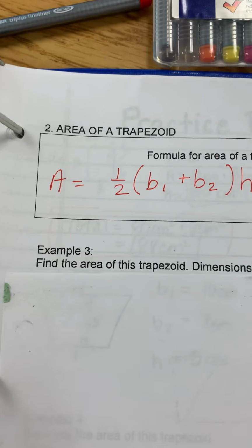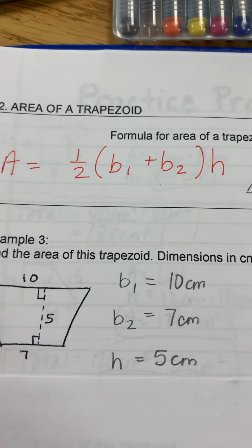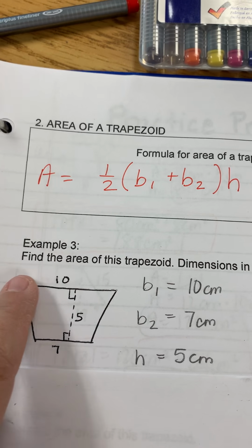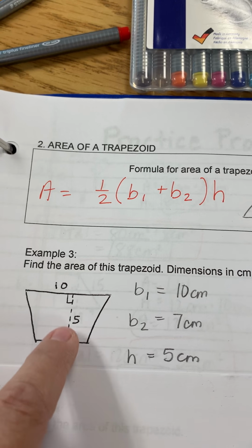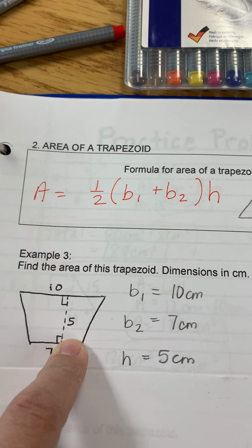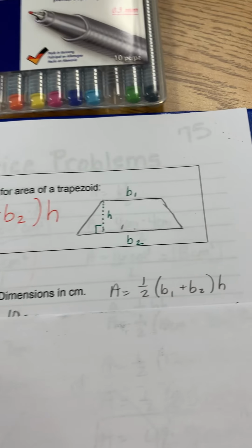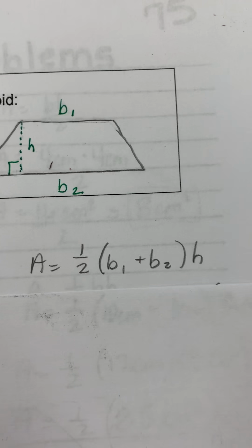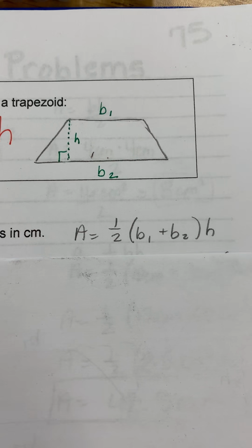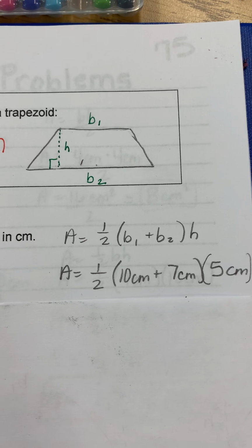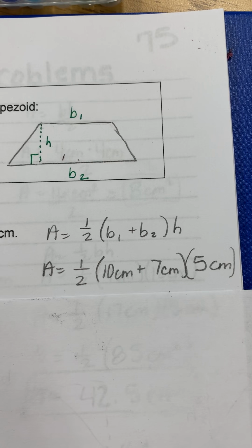Okay, so here's what it looks like. So if I have a trapezoid like this, I notice that base 1, this top piece, is 10 centimeters. Base 2 is 7, and the height is 5. So we just plug in the numbers into the formula. So here we go. Here's our formula. Area equals 1/2 base 1 plus base 2 times height. And yes, you have to write it every time. Area equals 1/2 times 10 centimeters plus 7 centimeters times 5 centimeters.